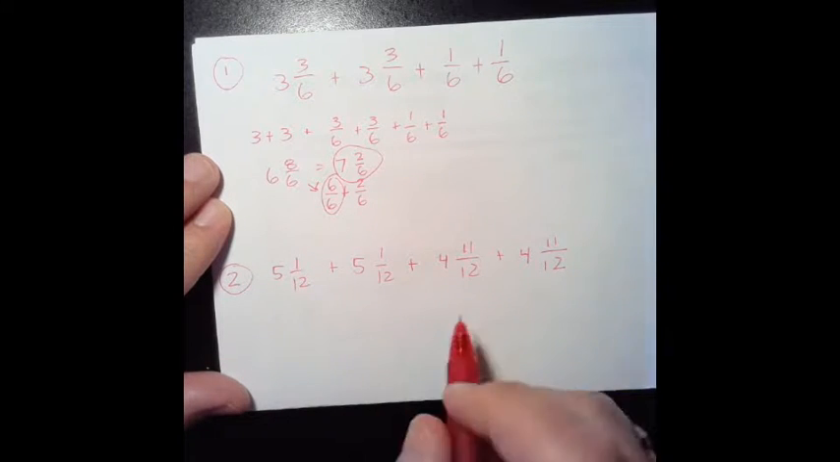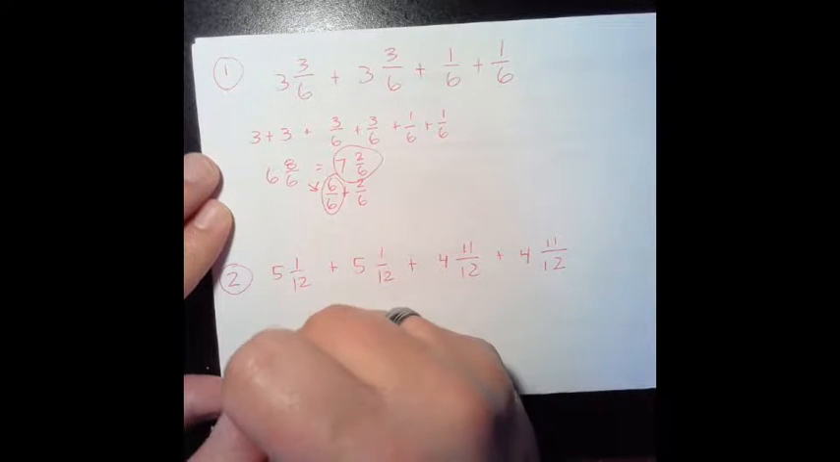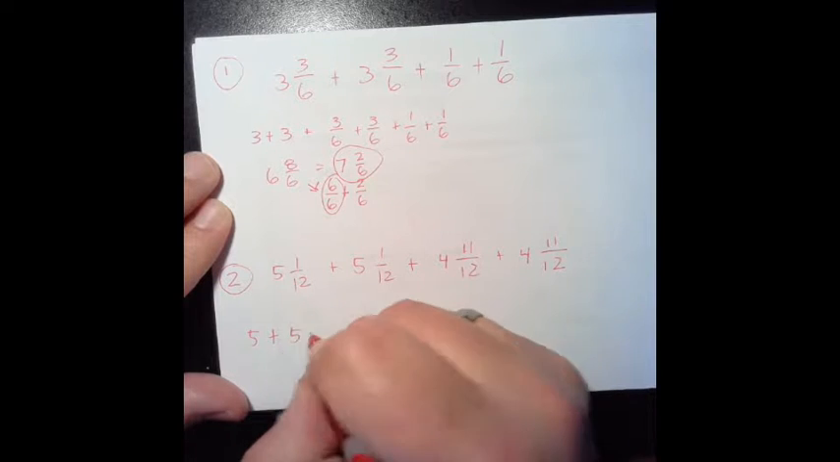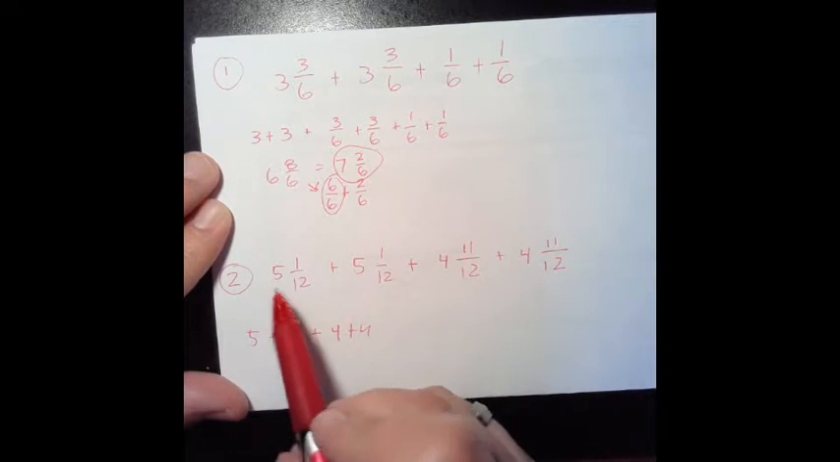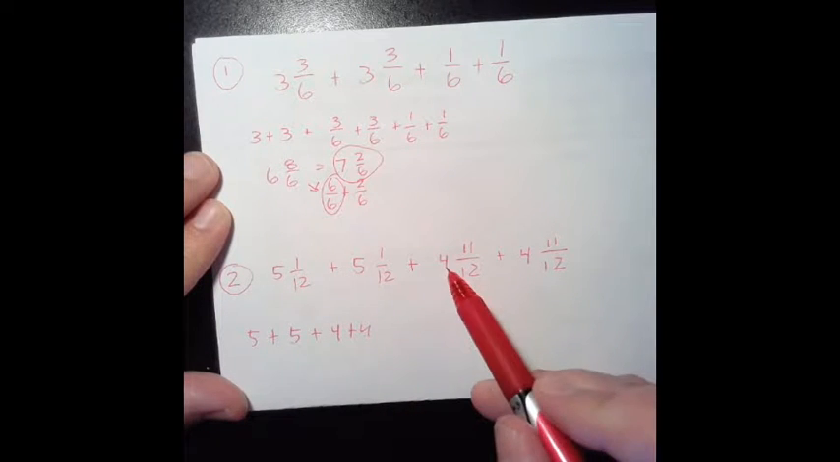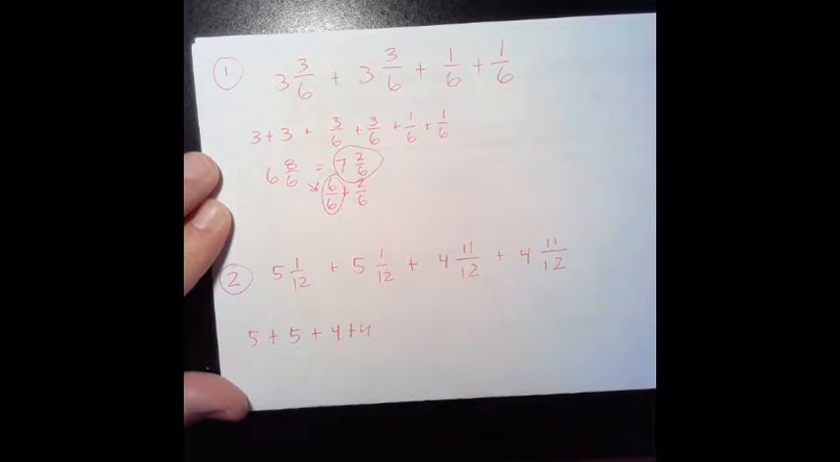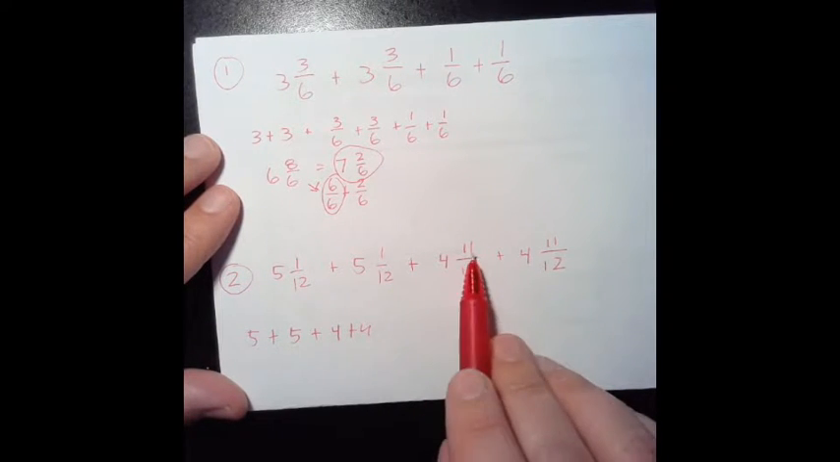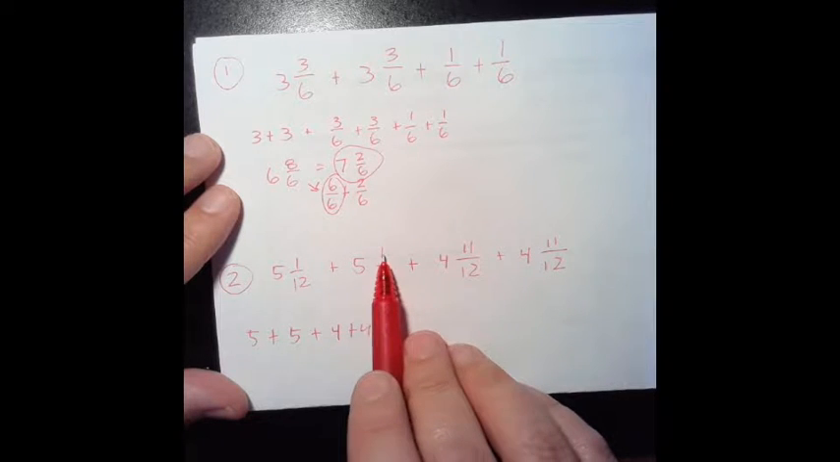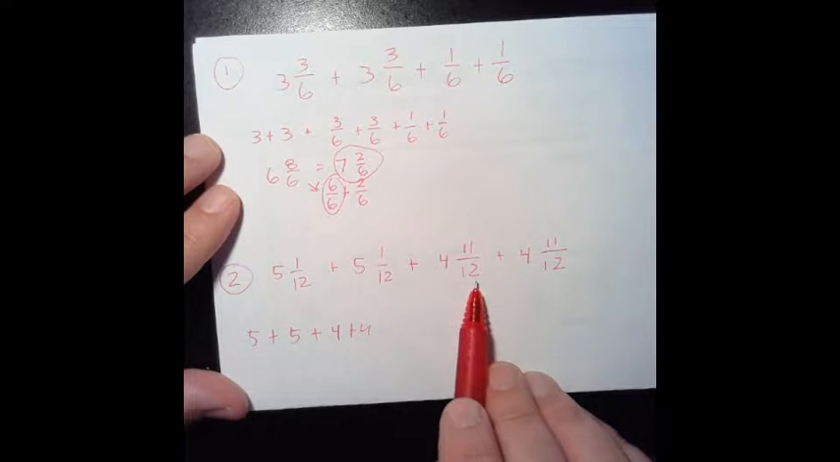Again, I'm going to group my wholes. So I'm going to go 5 plus 5 plus 4 plus 4. I just took apart my wholes: 5, 5, 4, and 4. Now watch what I'm going to do here with the fractions, because I just noticed that we have 1/12 and 11/12. When we add 1/12 to 11/12, that gives us 12/12, which we know is a whole.